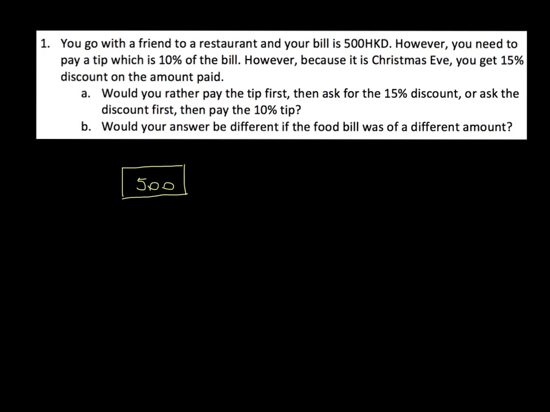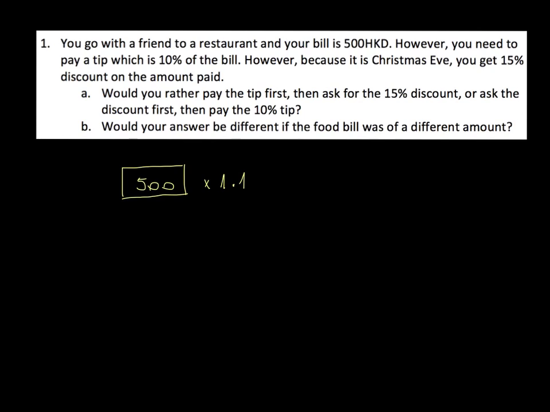Assume first you pay the tip. The tip is 10% of the bill. So if you pay 10% on top of the bill, you will end up with 110%. So your multiplier is 1.1. You increase by 10%. You need to pay 100% the cost of the food plus 10% more.